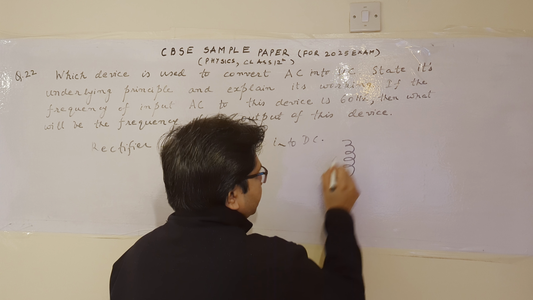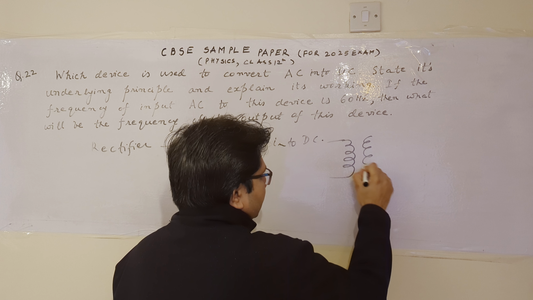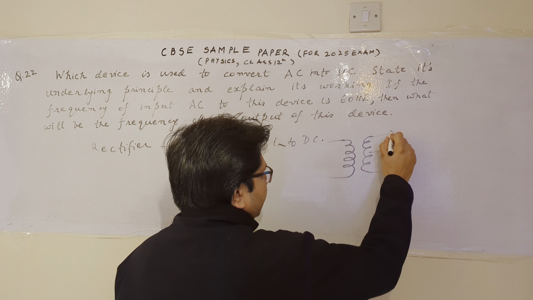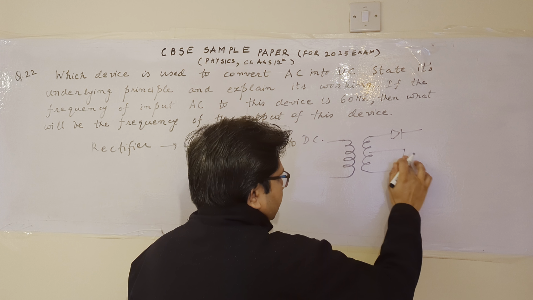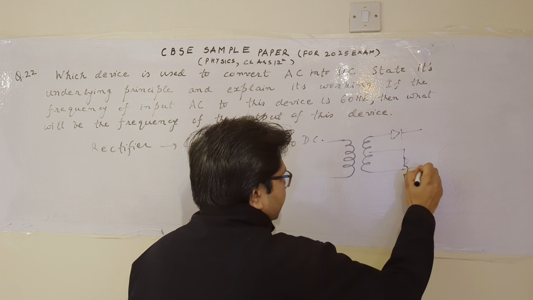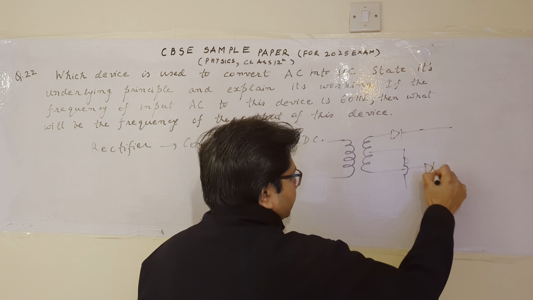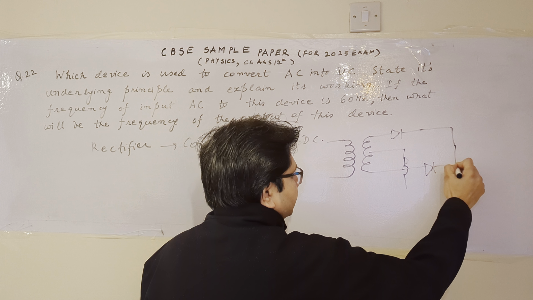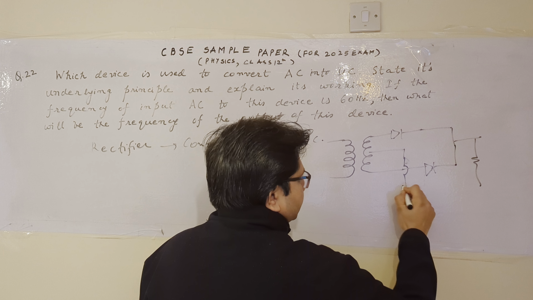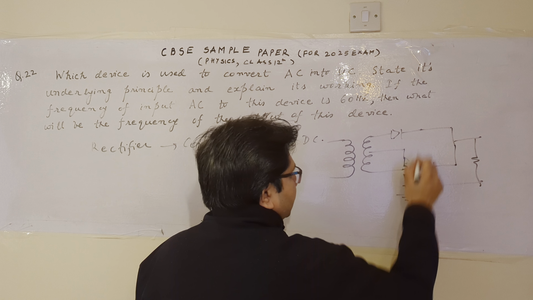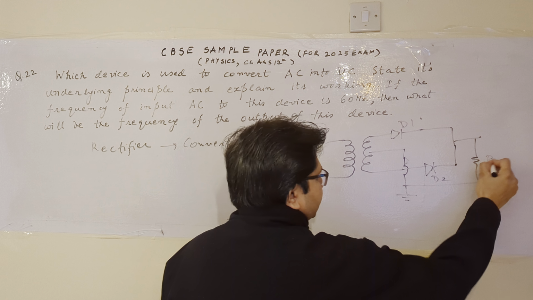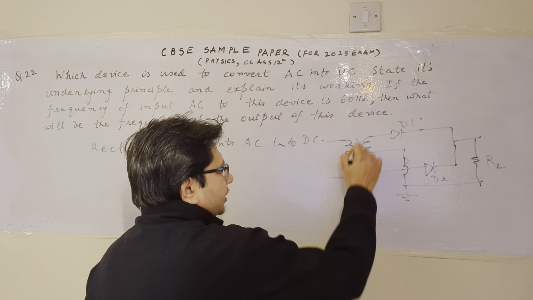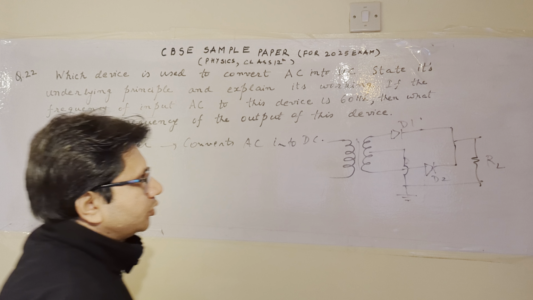So here is the primary side. Here is the secondary side. Suppose we are drawing the diagram of a full wave rectifier. So the diagram of the full wave rectifier looks like this. This is diode D1, this is diode D2, and this is the load resistance. This is the secondary side, and this is the center tapped transformer.